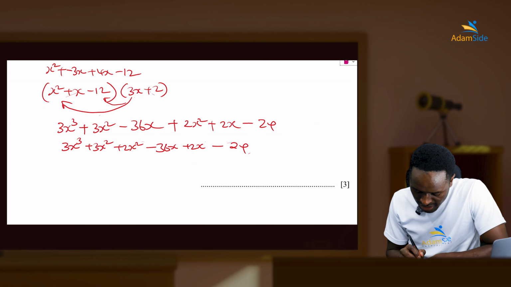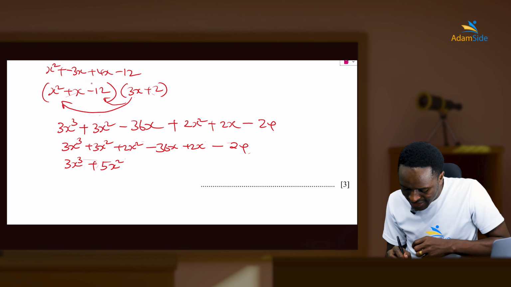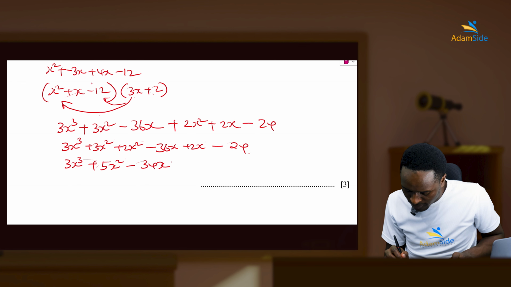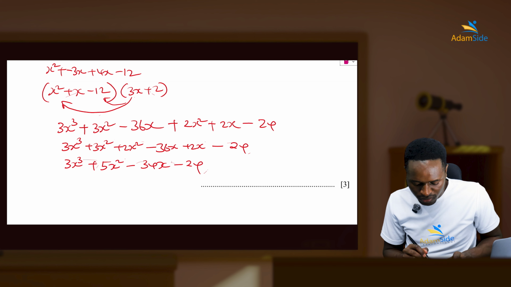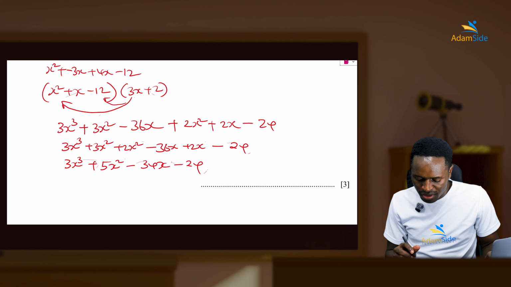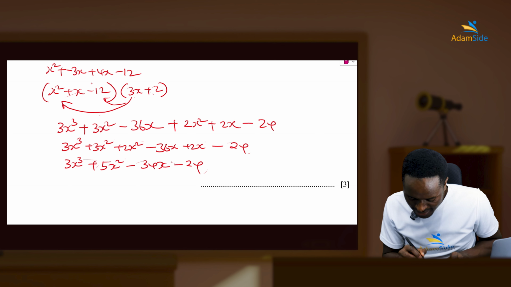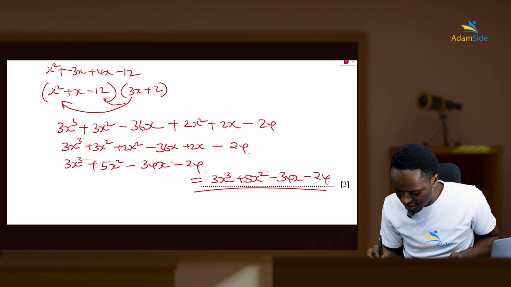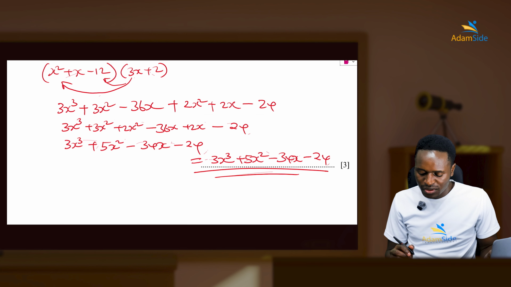Then what do you do in that case? We say 3x cubed plus 5x squared, minus 36x plus 2x is minus 34x, minus 24. Therefore, you get 3x cubed plus 5x squared minus 34x minus 24 as your final answer. So you'll write your answer there, 3x cubed plus 5x squared minus 34x minus 24. You get 3 marks. Then you go to the next question.